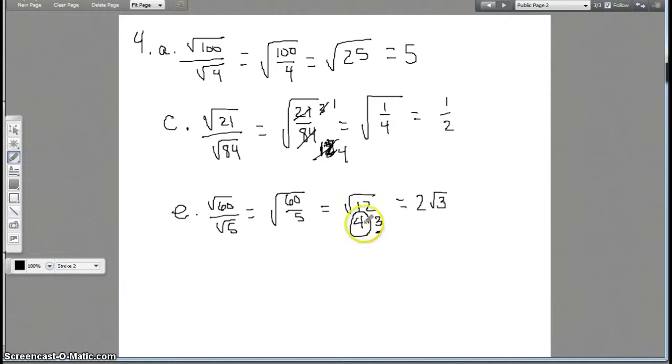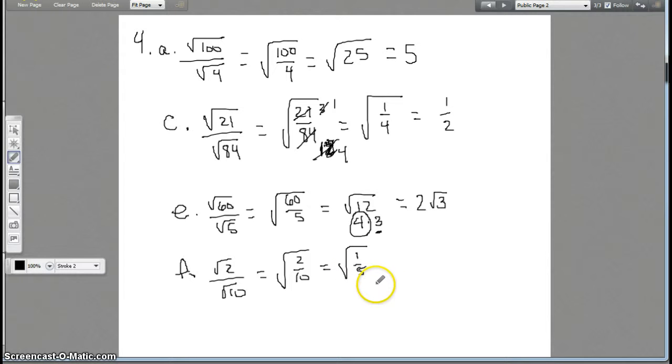and then we still have a 3 left behind inside of the square root. Okay, the last one here we're going to do is part F. Part F is square root 2 over square root 10. That is the same as the square root of 2/10. We can simplify that fraction to the square root of 1/5.